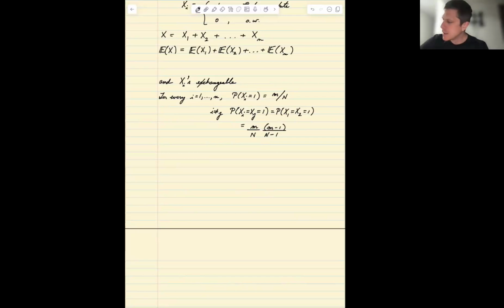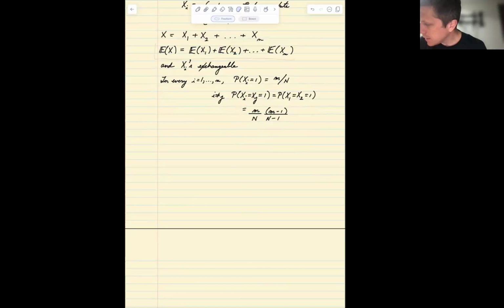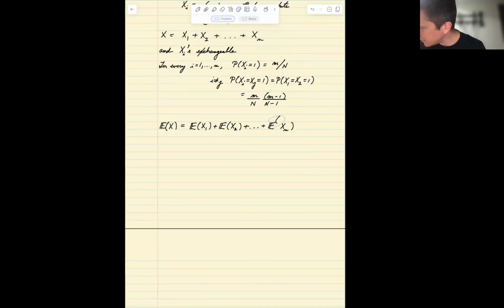Okay. So then with that information combined, let me actually move this down. And if we move this down, what we're going to be able to do is the expectation of each xi is m over N, and there are n of these, so it's n little m over big N is the total expectation.